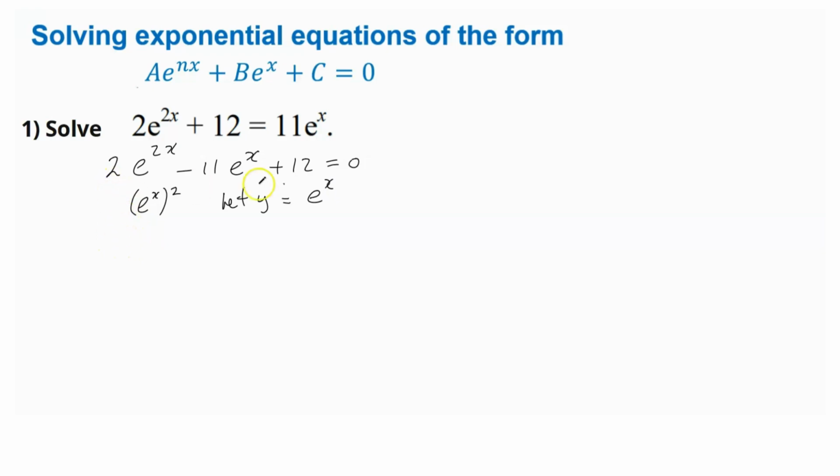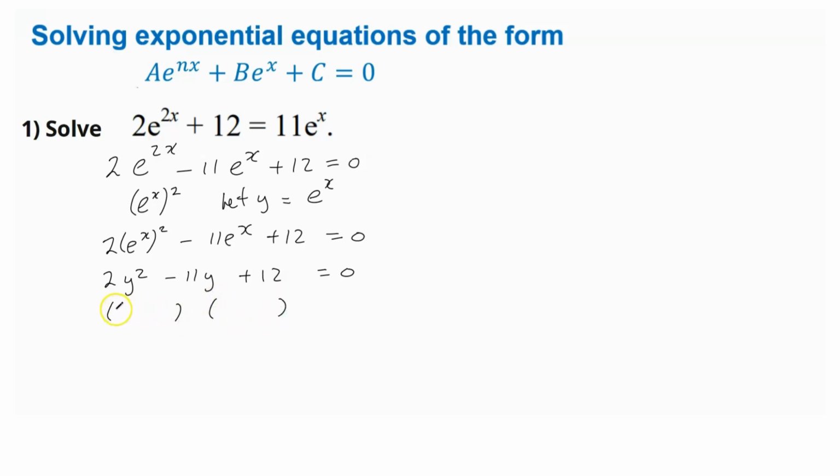So let us rewrite the equation then. We would have 2(e to the x) squared minus 11e to the x plus 12 equals 0. Since we let y equals e to the x, it means that I would have 2y squared minus 11y plus 12 equals 0. And this equation here can be factorized.